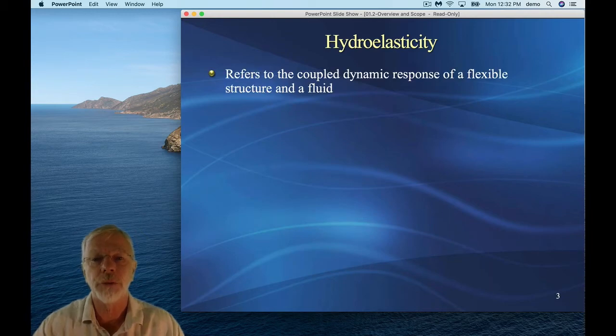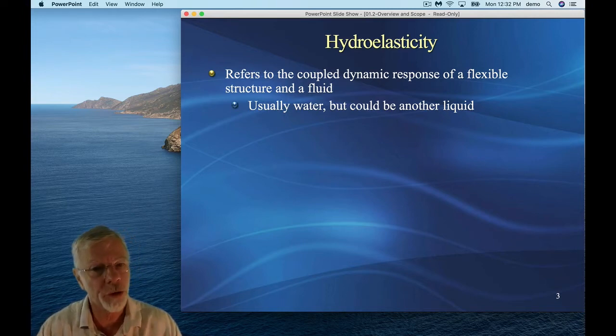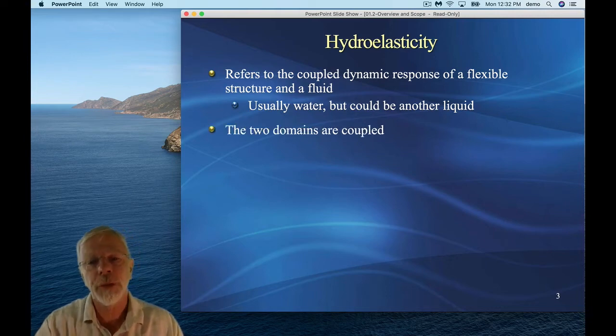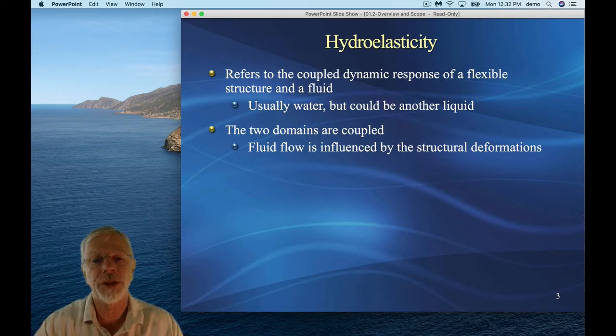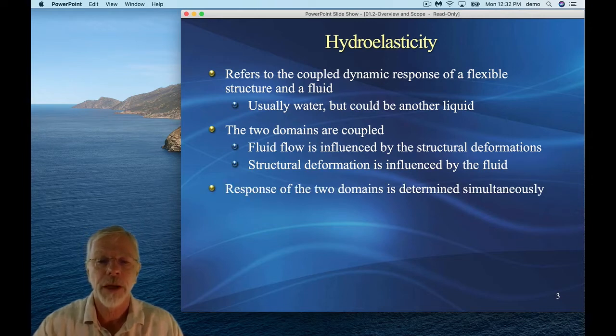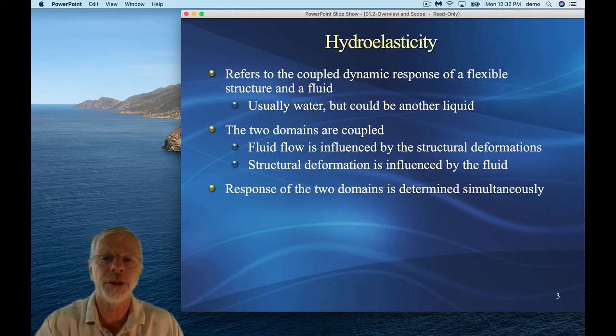All right, so hydroelasticity refers to the coupled dynamic response of a flexible structure in a fluid. The fluid is usually water, but it could be another liquid. But in our case, it's going to be water because we're focusing on ocean engineering applications. And the two domains need to be coupled in the sense that the fluid flow is influenced by the structural deformations, and the structural deformation is, of course, influenced by the fluid. In hydroelasticity, the response of the two domains is determined simultaneously.